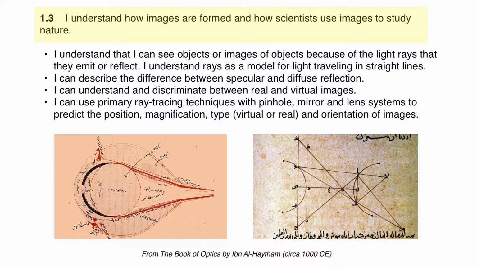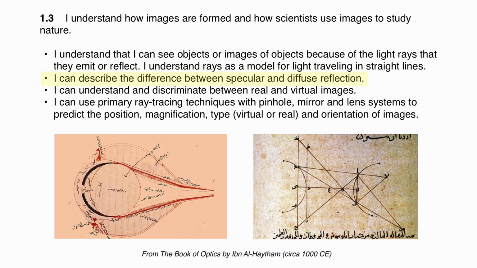I understand how images are formed and how scientists use images to study nature. This has a bunch of subtopics, and we're going to go through them one by one. First of all, I understand that I can see objects or images of objects because of the light rays that they emit or reflect. And I understand rays, light rays, as a model for light traveling in straight lines. I say that because later in the course we're going to start thinking about light in different ways.